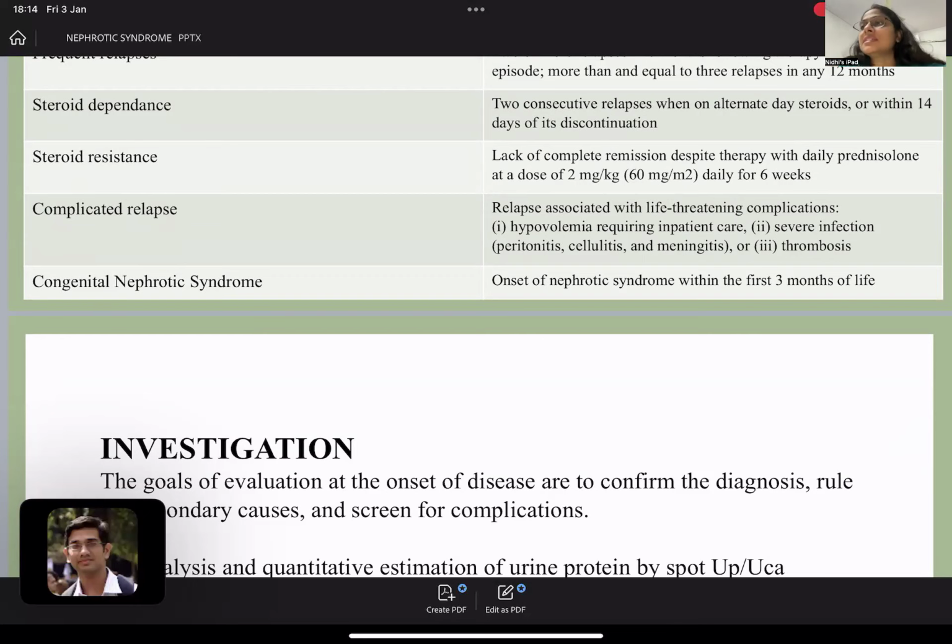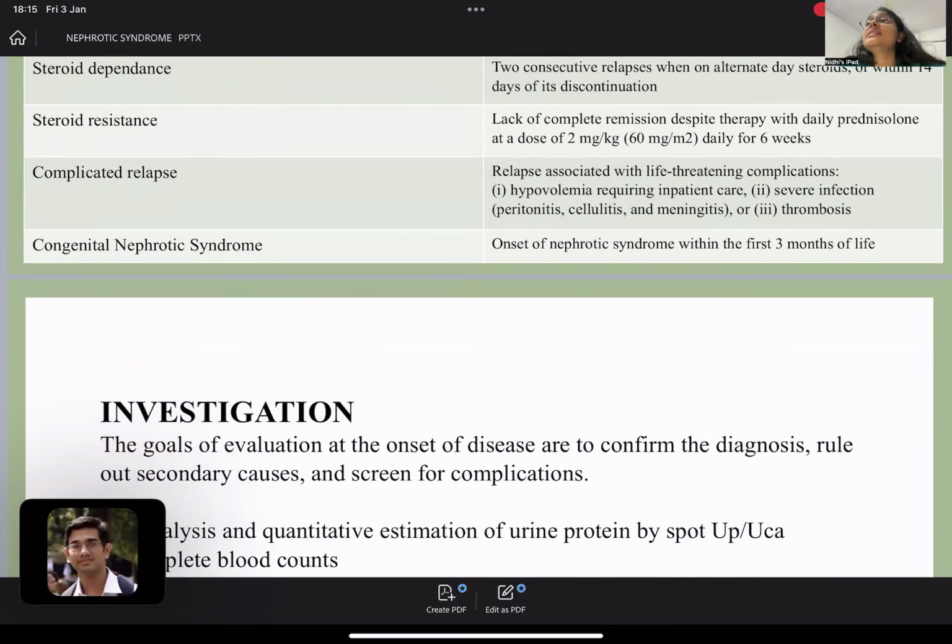And what is steroid resistant? Steroid resistance is lack of complete remission despite therapy with daily prednisolone at 2 mg per kg, that is 60 mg per meter square daily, for 6 weeks. So even if the patient is taking therapy for the initial 6 weeks with daily steroid at 2 mg per kg, and even then has not achieved complete remission, we would call them steroid resistant. They usually have a different treatment protocol altogether, and they might have different causes. It might not be a minimal change disease.